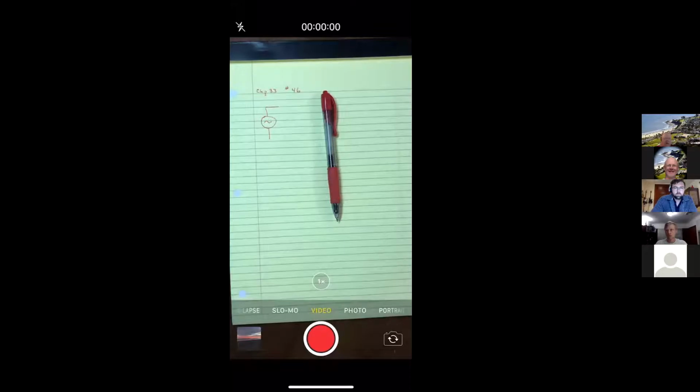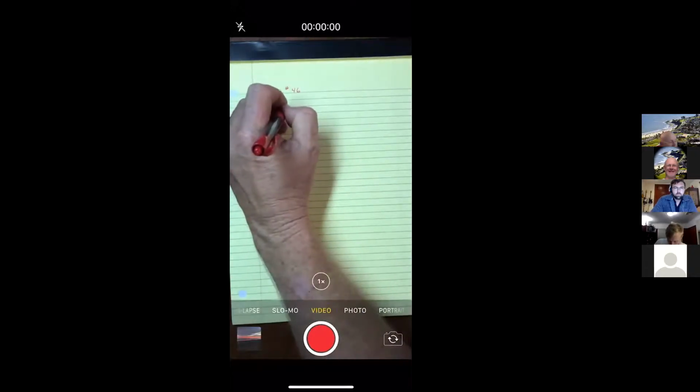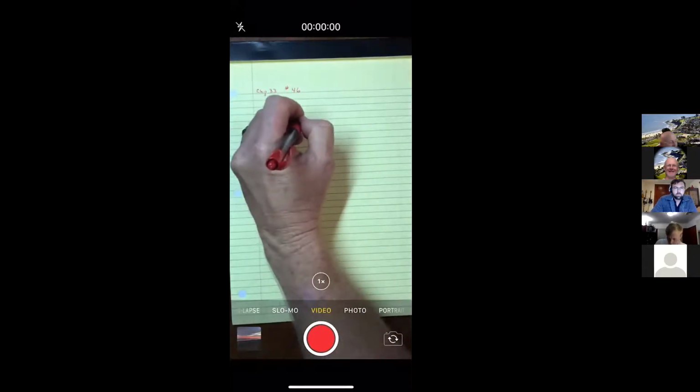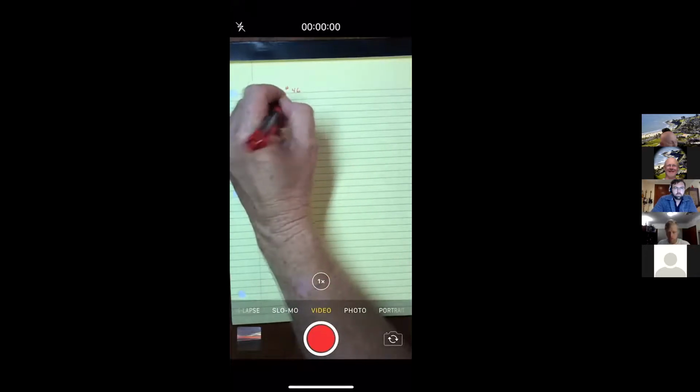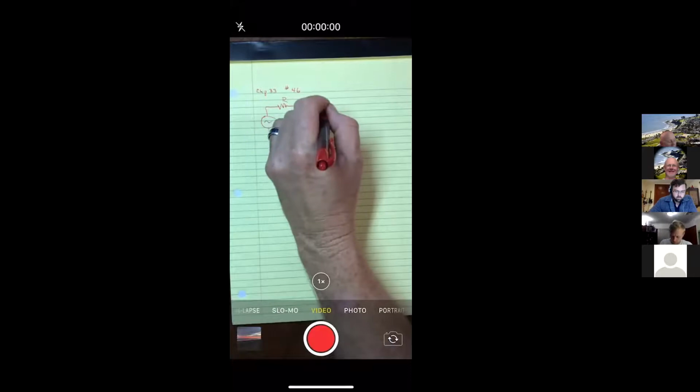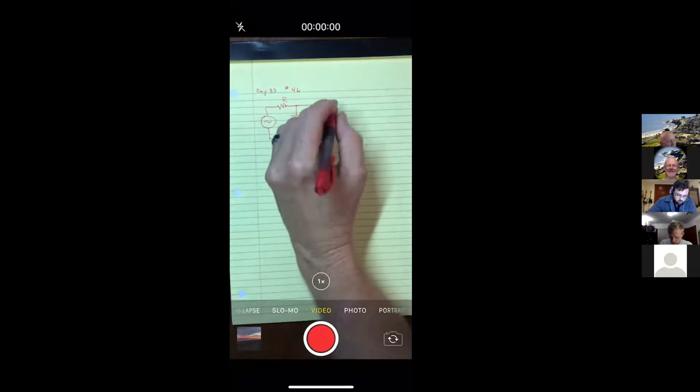Is it a resistor first or a capacitor? Resistor first and then a capacitor. All right. So it does a resistor first, and then it does a capacitor like this. Okay. And then wires coming out the sides with the V out.